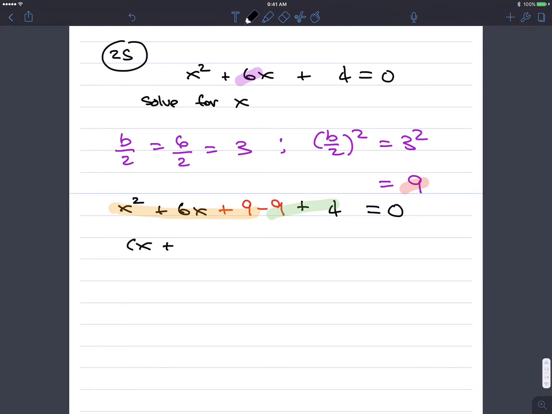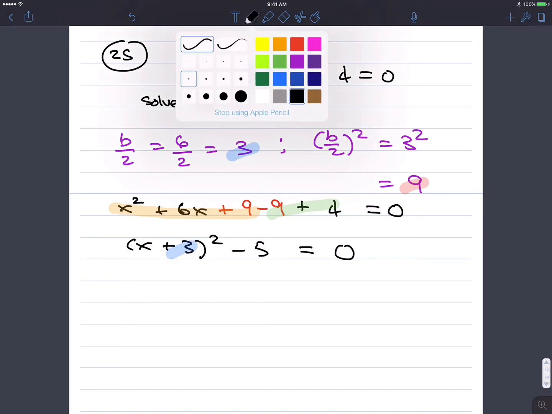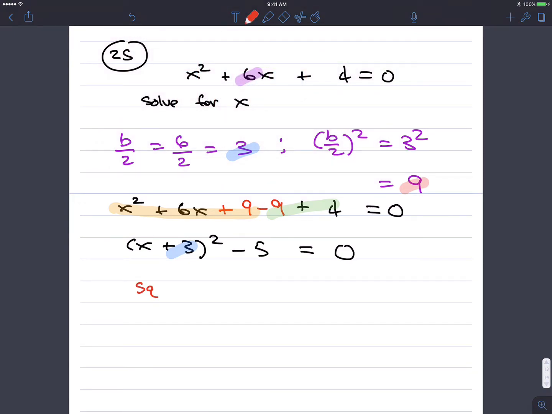I have x plus 3 again squared. Don't forget, we're using that value. That goes here. And my arithmetic tells me that negative 9 plus 4 is negative 5. And now this equals 0. It's no longer y. So what we're going to use now is what we call, if you remember, the square root principle, or the square root formula. And we're going to use the general case of that.